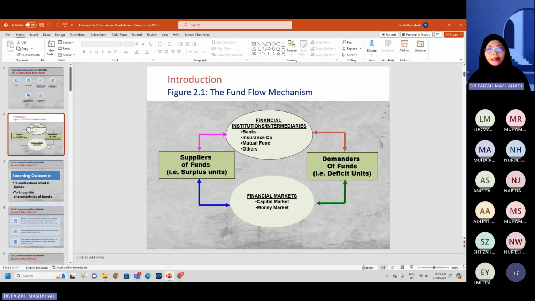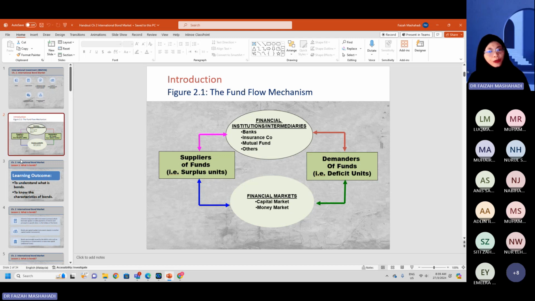This illustration is very important. The flow mechanism is very important here. You have to remember all these things, the relationship between the deficit unit and the surplus unit. If you look into this flow, most of the time the surplus unit and the deficit unit are connected by the intermediaries or the financial market.